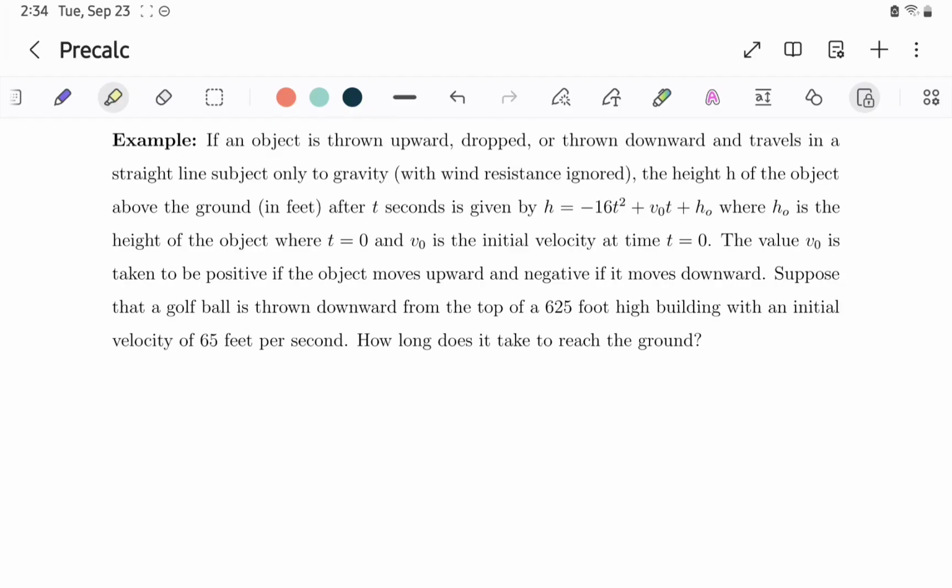In this first example, we are told if an object is thrown upward, dropped, or thrown downward and travels in a straight line, subject only to gravity with wind resistance ignored, the height h of the object above the ground in feet after t seconds is given by the quadratic function h of t equals minus 16t squared plus v naught times t plus h naught, where h naught is the height of the object when t is equal to 0, so the initial height of the object, and v naught is the initial velocity at time t equals 0.